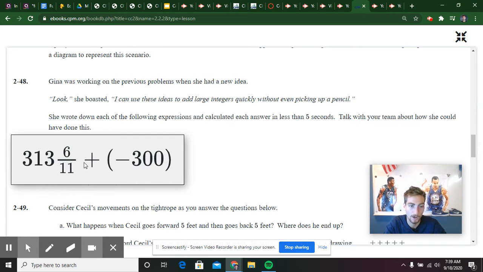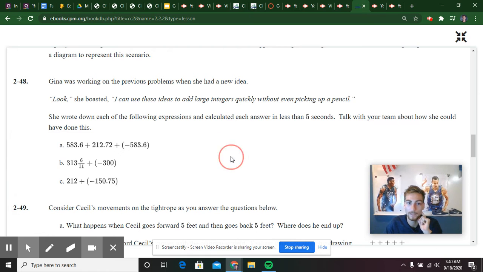And if I'm looking at this problem, for example, I might think of a strategy like, okay, I see 300 in both numbers. And so if I take my 313 and I add my negative 300 to it, they would cancel out, right? Just if you had 1 and you added a negative 1, they would cancel out. And so if I were to cancel out my 300, I'd have 13 and 6/11ths left over. So that'd be my strategy of solving that one really quickly.